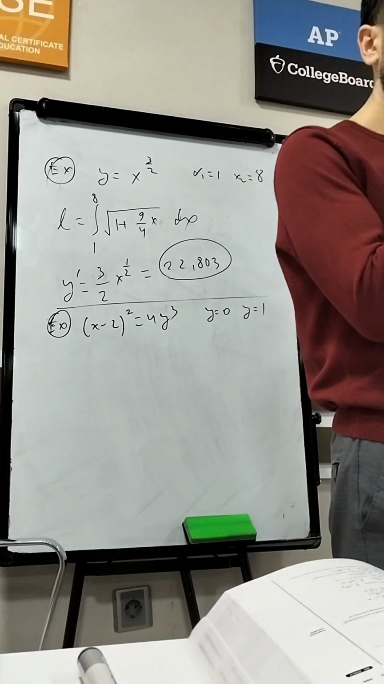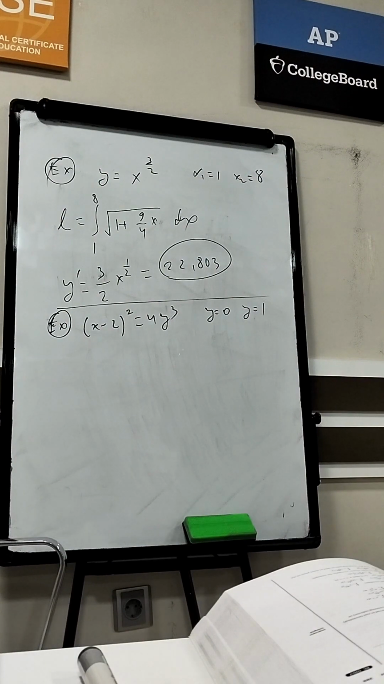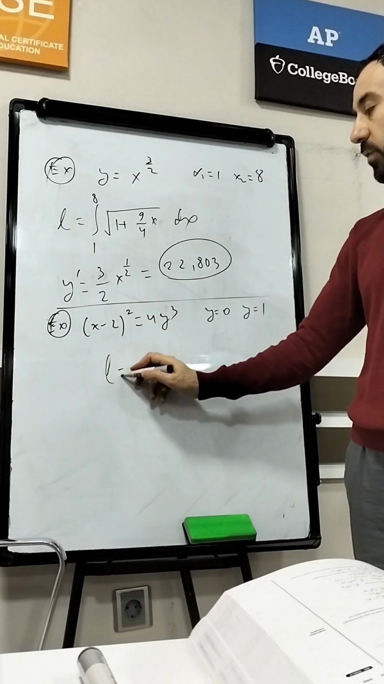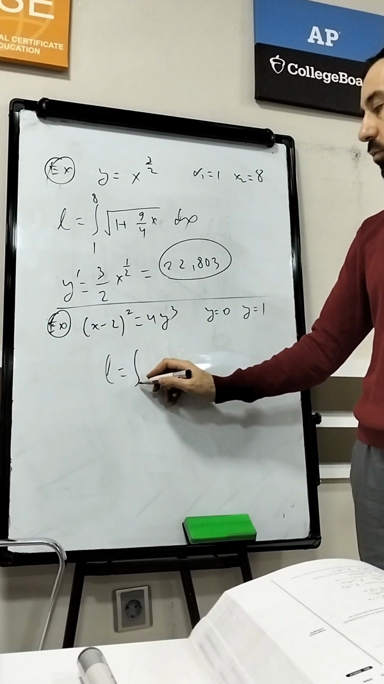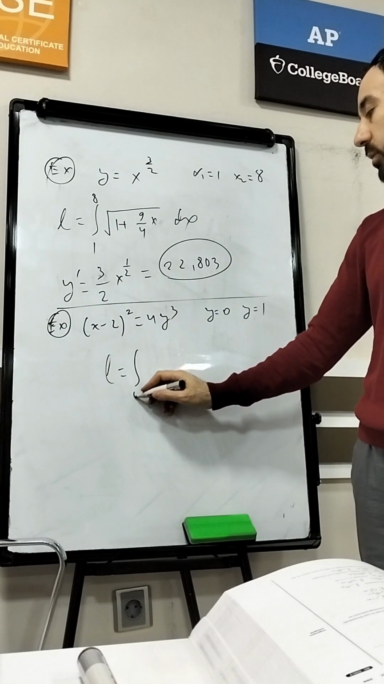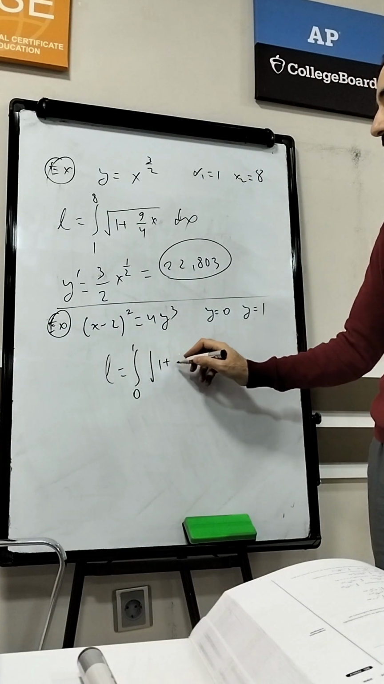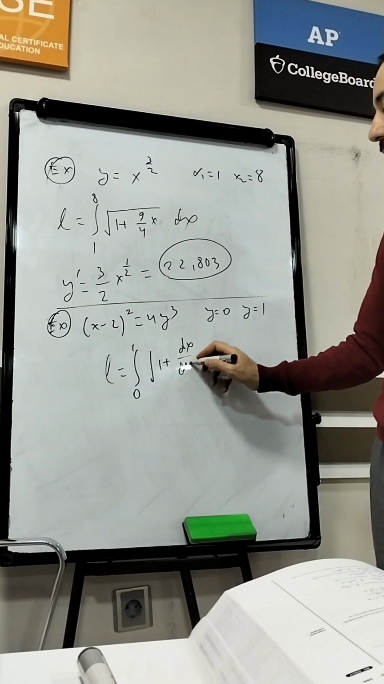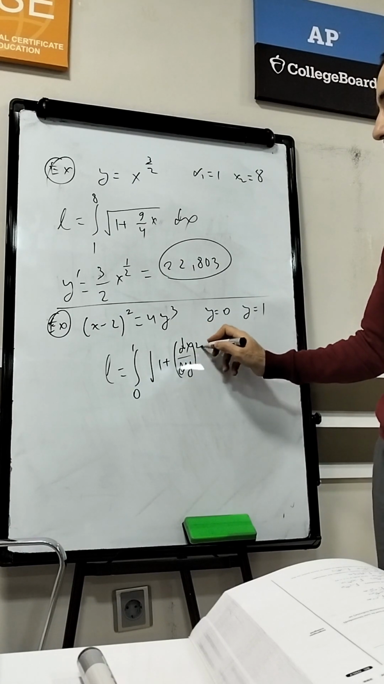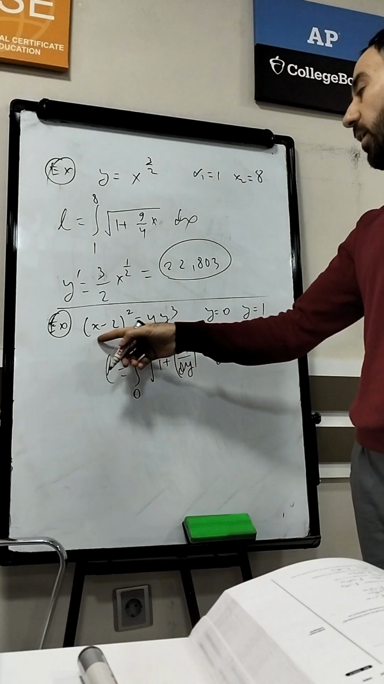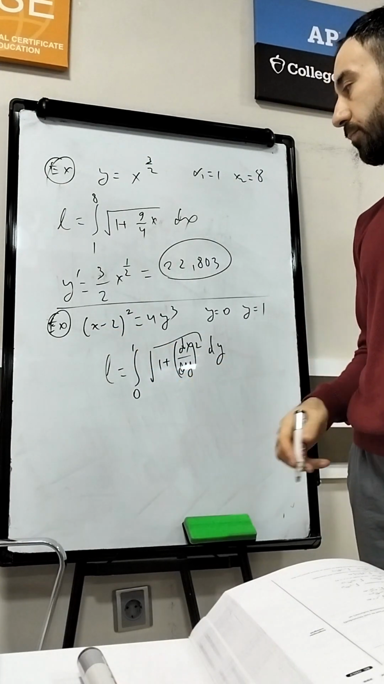Good job. Okay. Let's write the formula. The formula is length of arc equal to integration from 0 to 1, isn't it? Yes. Root of 1 plus (dx over dy) squared, dy. So it means that we should find the derivative of this function.